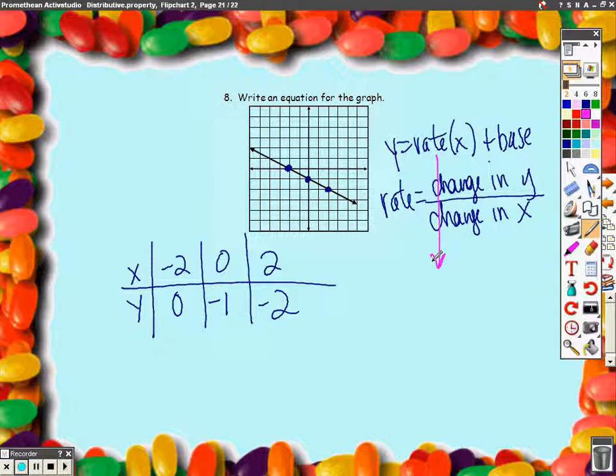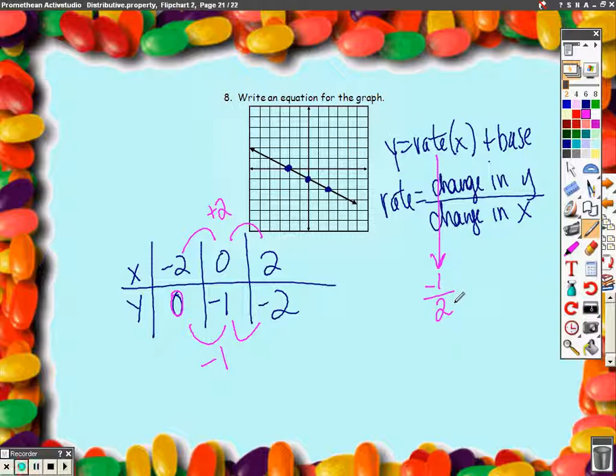My change in y is what's happening every time? -1. And what's my change in x? It's +2. Sometimes it's easier for me to look from 0. So from 0 to 2 is +2. From 0 to -1 is -1. It's always easy to look from the 0 value or from positive numbers. So my rate is -1 over 2.